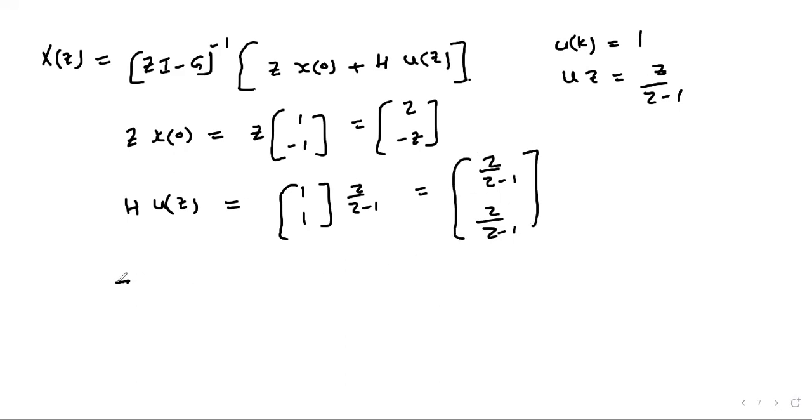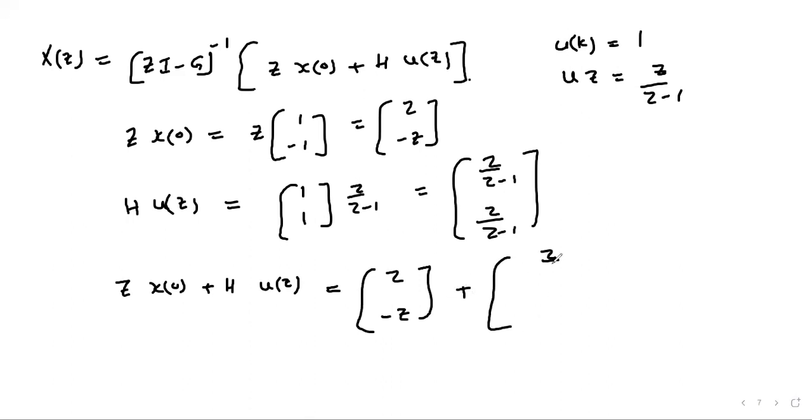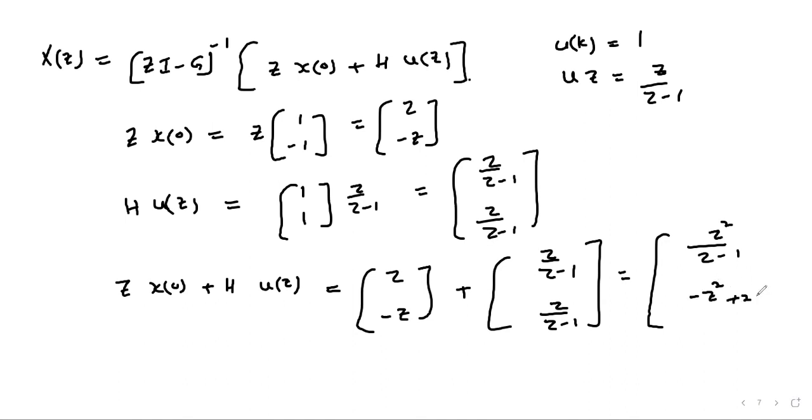Next, we sum the two. Z X of 0 plus H U of Z will be Z, negative Z, and then we sum with Z over Z minus 1 and Z over Z minus 1. When you sum these, we will obtain the following. The first term will be Z squared over Z minus 1, and the second term will be minus Z squared plus 2Z over Z minus 1.